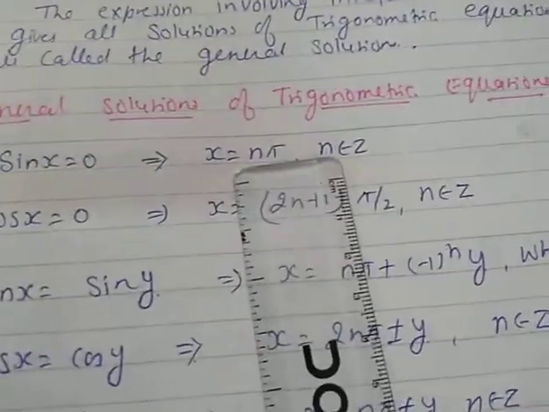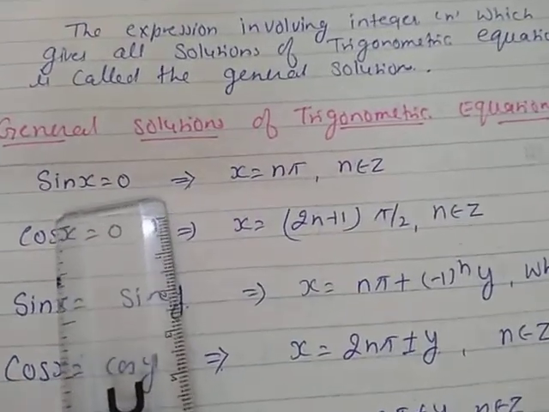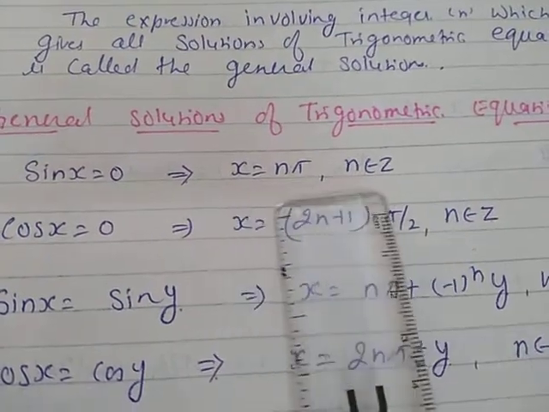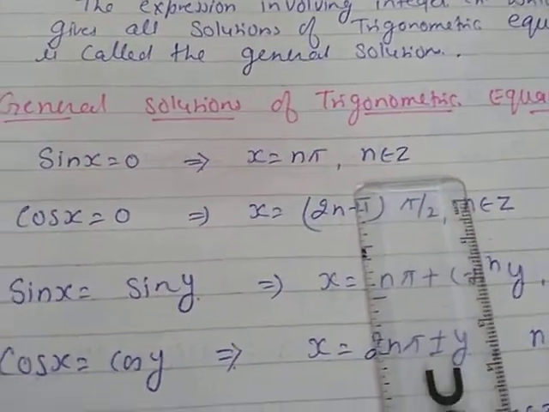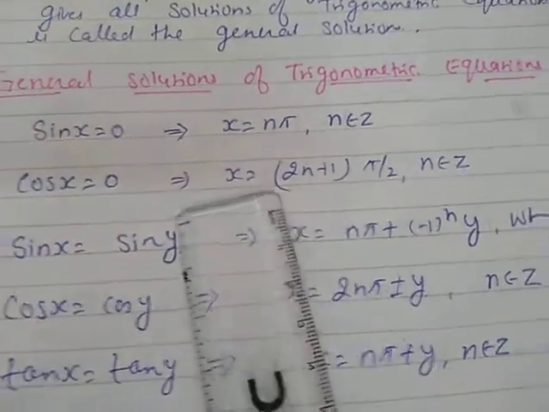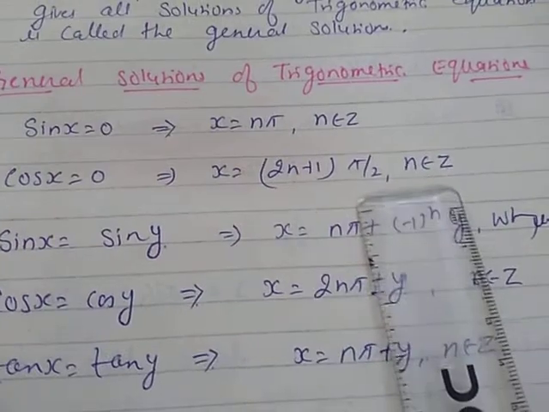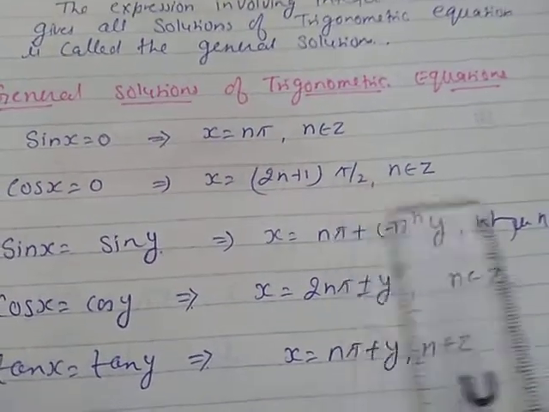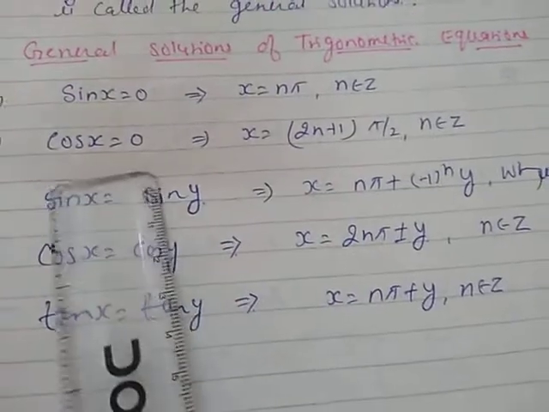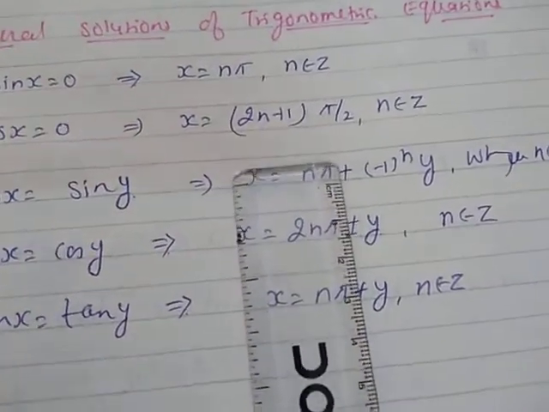General solution of trigonometric equations. If sin x is equal to 0, it implies x is equal to n pi, where n belongs to integers. If cos x is equal to 0, it implies x is equal to (2n plus 1) pi by 2, where n belongs to integers. That we have already done in exercise 3.2. If tan x is equal to 0, then also it implies x is equal to n pi.